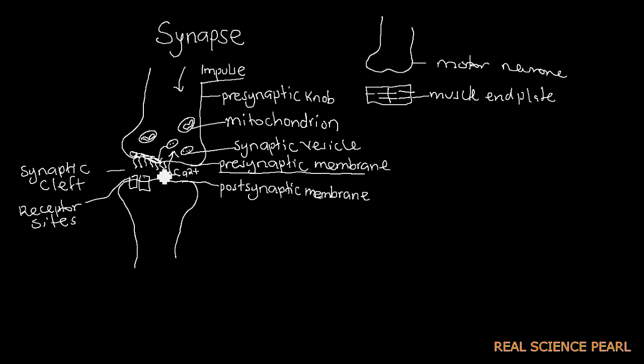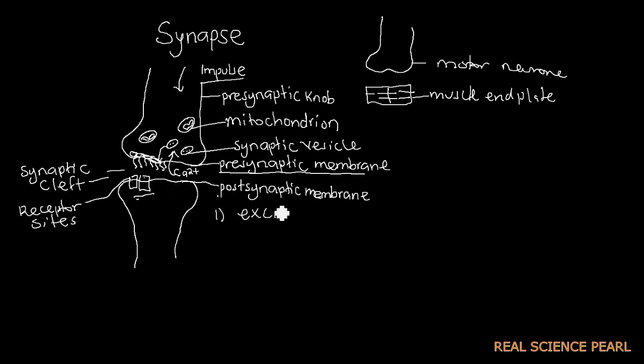This is the cleft, the gap left there, and the neurotransmitter attaches on the receptor sites that are located on the postsynaptic membrane. The receptor sites are not present on the presynaptic membrane, to ensure unidirectionality of information at a synapse. Now what is going to happen when the neurotransmitter substance attaches itself onto the receptor sites here?